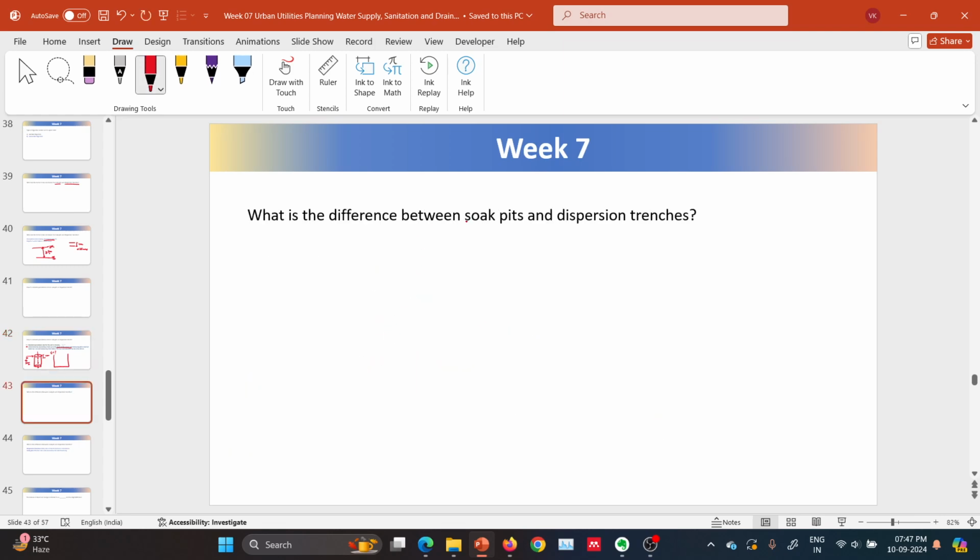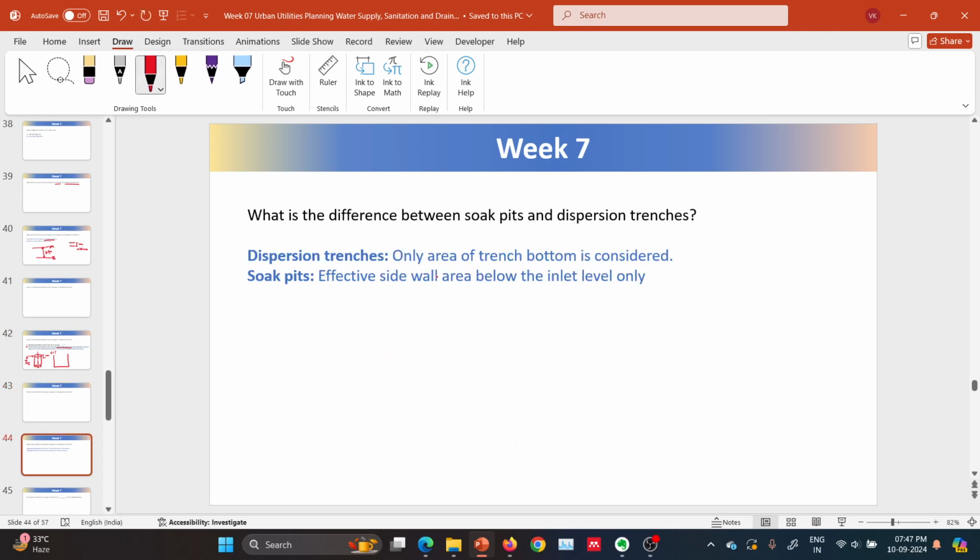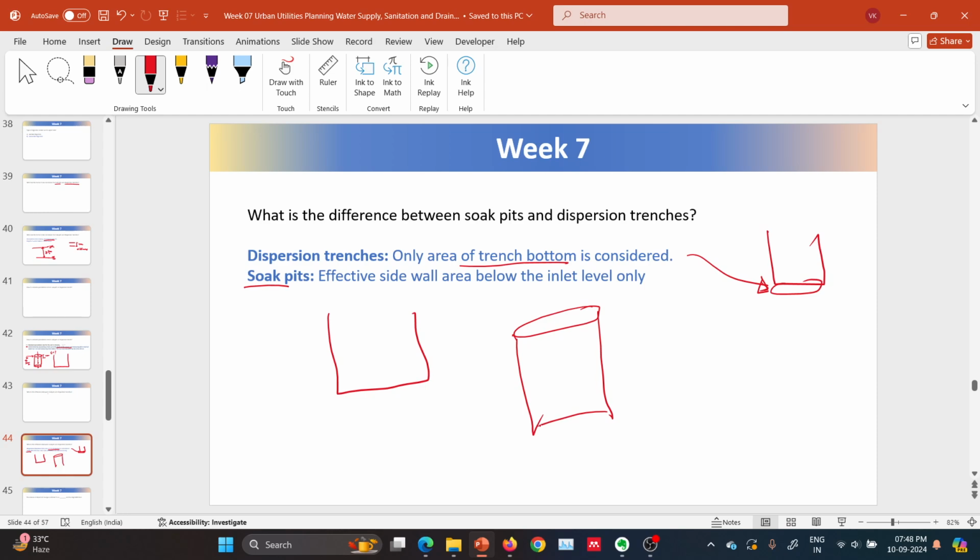What is the difference between soak pits and dispersion trenches? In the dispersion trenches, only the area of the trench bottom is considered for leaching, whereas in the soak pits, only the side area is considered. If it is a cylinder, only the cylindrical side area is considered.